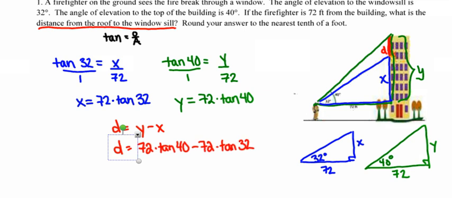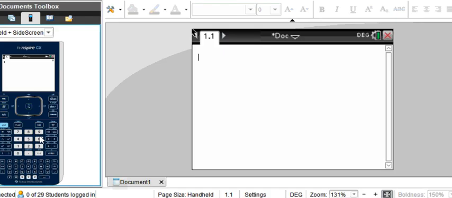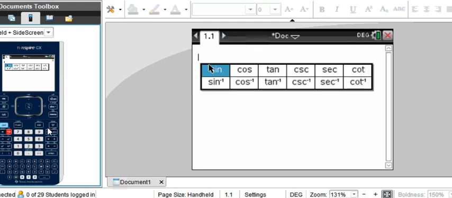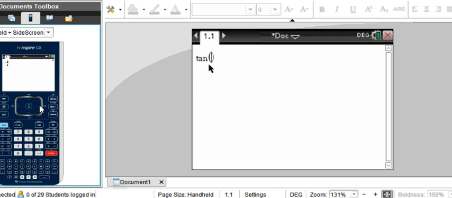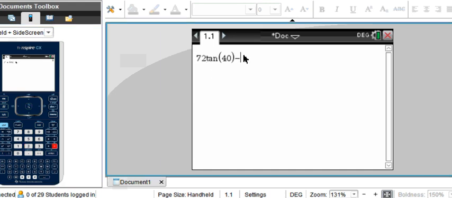And now that, and only now that I'm in the very last step of my problem, I'm going to plug all this into my calculator. I'm going to check to make sure my settings are in degrees, which they are. I've got 72 times the tangent of 40. From that, I want to subtract 72 times the tangent of 32.